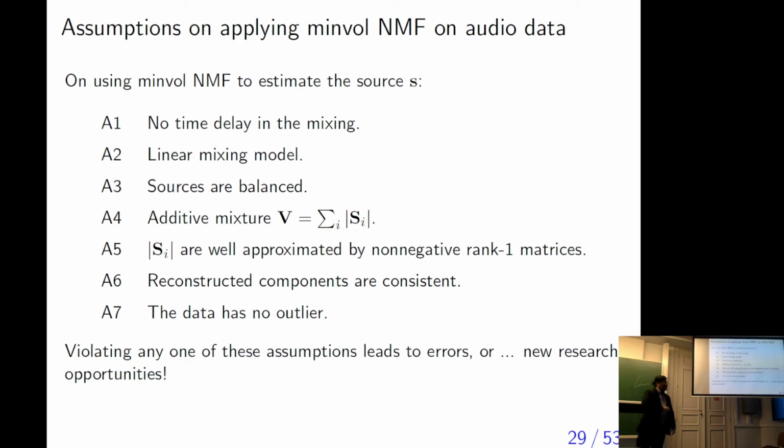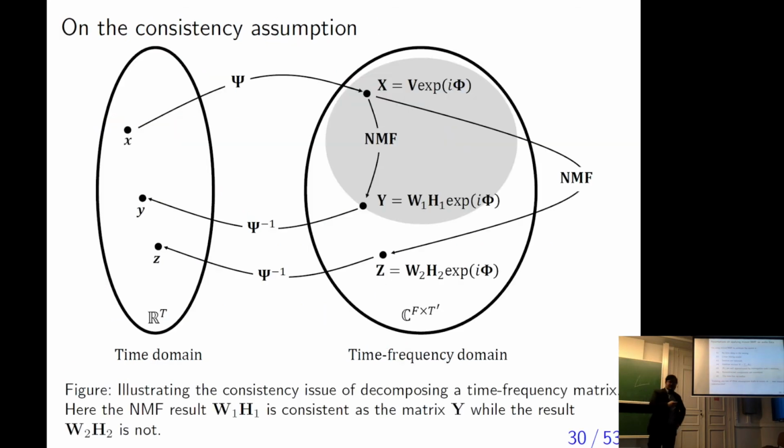And then, of course, you assume other things. For example, they're additive, they don't cancel each other, and they are well approximated by a rank 1 matrix, and so on. So these are the assumptions. And I'm going to talk about A6, which is called consistency.